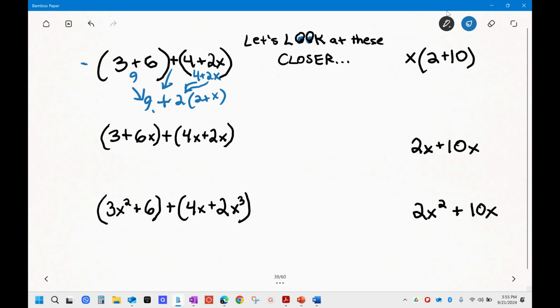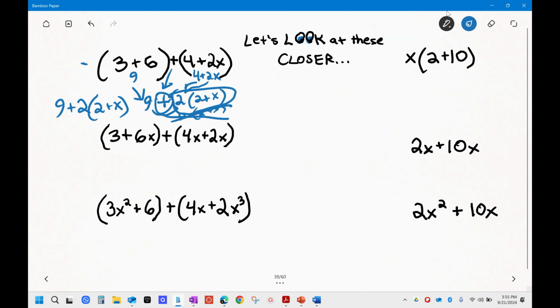But do not make the mistake of going 9 plus 2, oh, well, that's 11, and then go 11, 2 plus x. Because PEDMAS, 2 is hooked up to the parentheses by multiplication. So you can't do addition before you do multiplication. So the final answer would be 9 plus 2 parentheses 2 plus x.